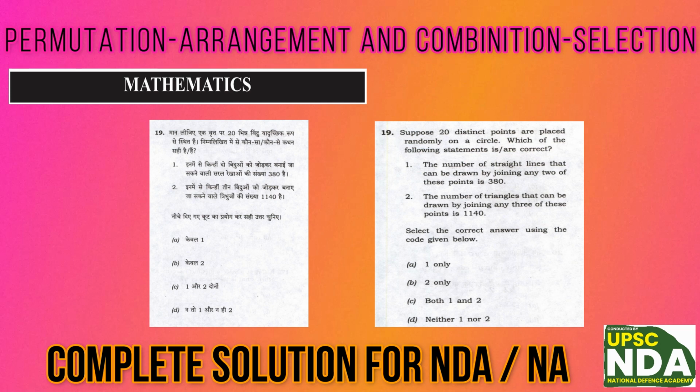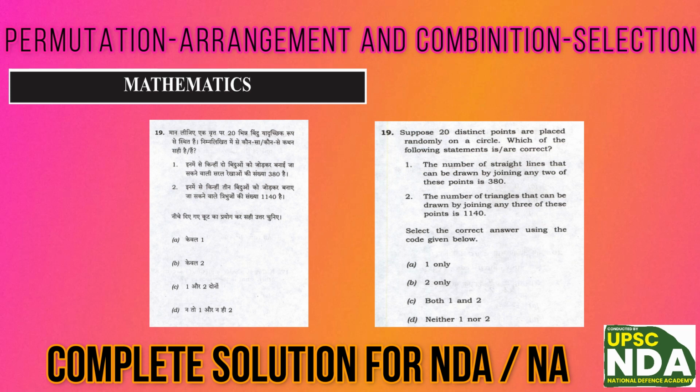Using this data, we are given two statements. The first statement says that the number of straight lines that can be drawn by joining any two of these points is 380. The second statement says that the number of triangles that can be drawn by joining any three of these points is 1140. We have to figure out whether statement 1 is correct, statement 2 is correct, both are false, or both are true. So we have to select the correct statement.